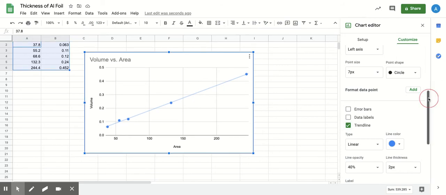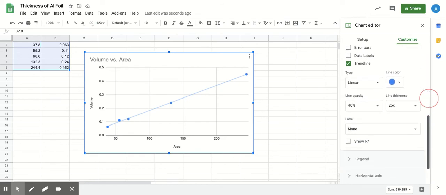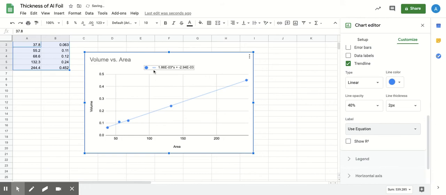You could go ahead and interpret this and do some calculations on your own, or you could take the easy way out, which is what I would recommend. Instead of having no label for your trend line, you're going to use the equation. Okay. And in this, the equation for a line is y equals mx plus b. The y-intercept in this case, I don't really care about. What I'm really looking for is the slope, because that shows the relationship between the volume and the area.